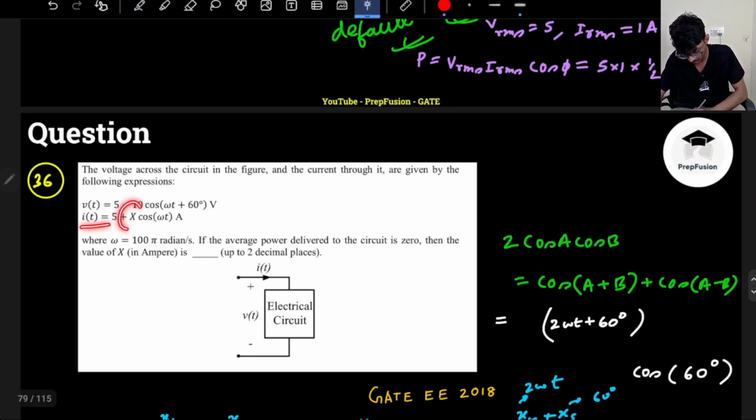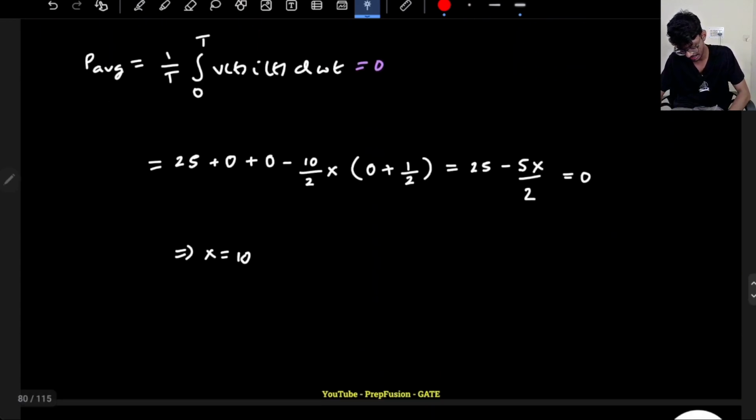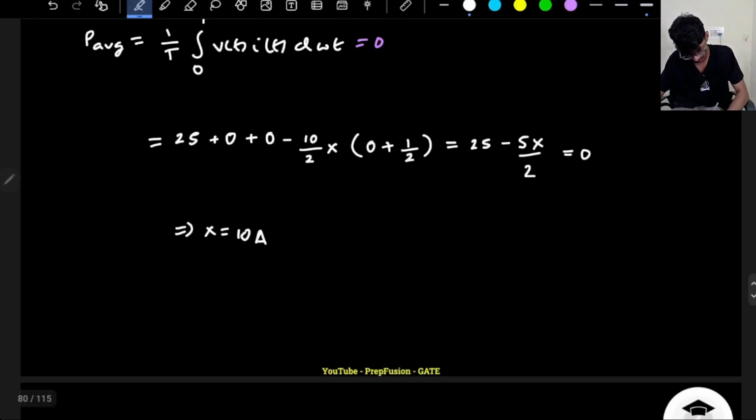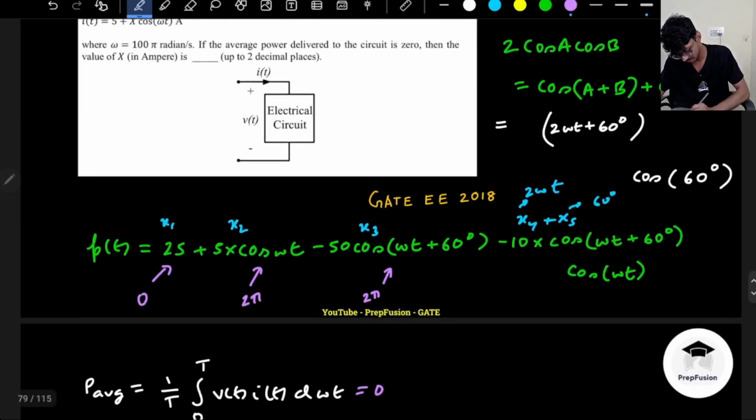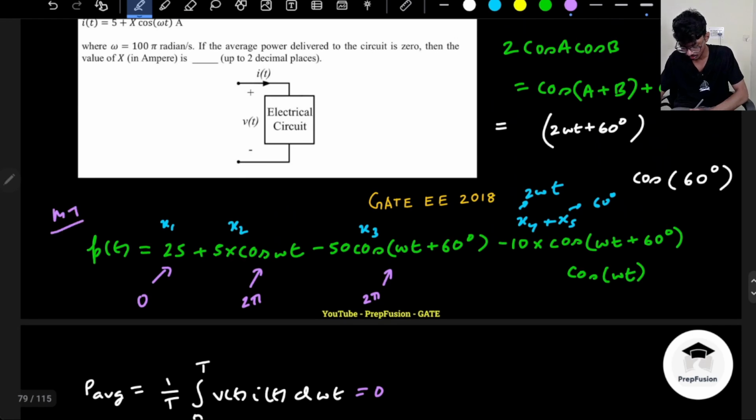What is the unit of x? Can you tell me what is the unit of x? It is amperes. In the first lecture of phasor, we discussed what the unit of the amplitude should be. So it is 10 amperes, and this is the answer. So this was the first method, which was obviously the basics. We cleared it with simply the basics. Now what about any other method? Is there any other method with which we can solve this?